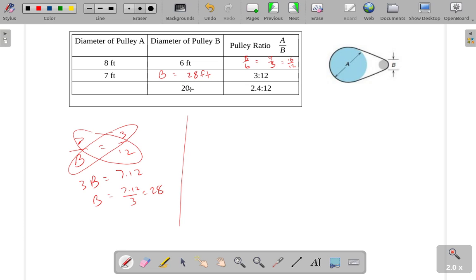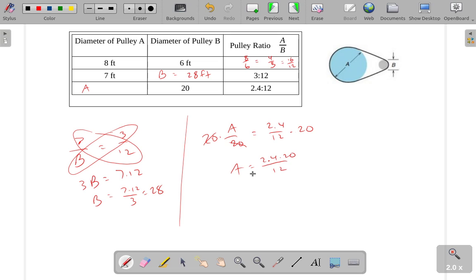All right, let's do this example here. If we say the diameter of pulley A is unknown and the diameter of pulley B is 20, we want a ratio of 2.4 to 12. I would say A to 20 is equal to 2.4 to 12. Again, it's a similar sort of thing. Instead of setting up the full proportion, I'm just going to multiply both sides by 20, because this gives me one way to solve that equation in one step. A is equal to 2.4 times 20 over 12, and then I can plug that into the calculator.